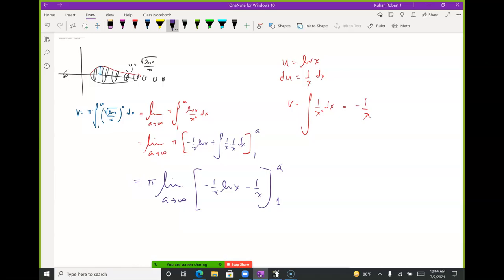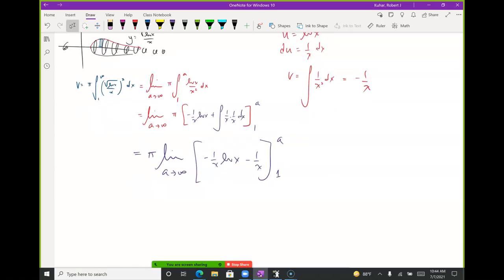This particular one, I like to do backward. I like to evaluate at 1 first and change all my signs, and then evaluate at a and not change my signs. But you can do it any way you want. So I get pi times 1 times the ln of 1 plus 1 over 1, right? And then evaluate at a, but with the limit, right?